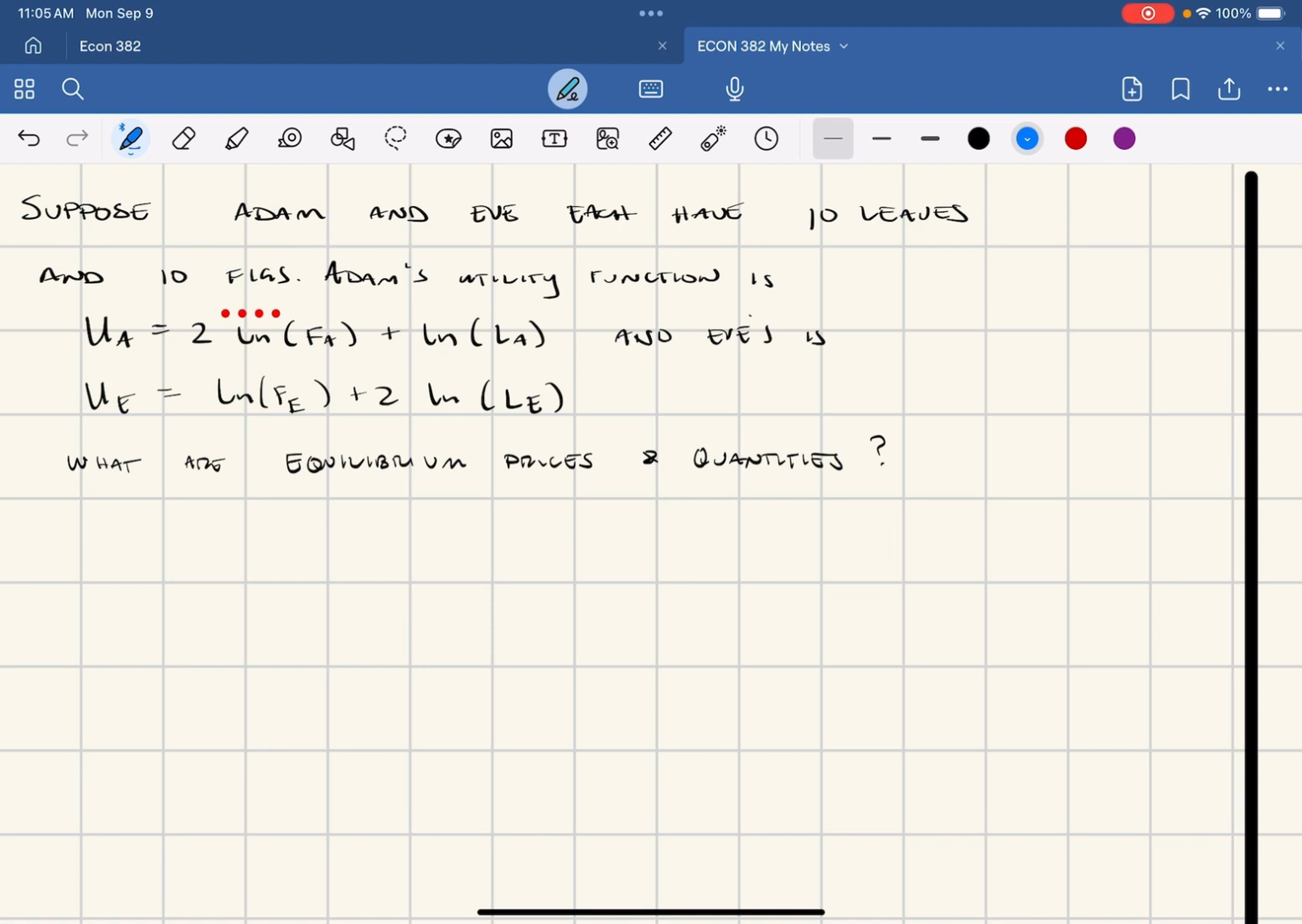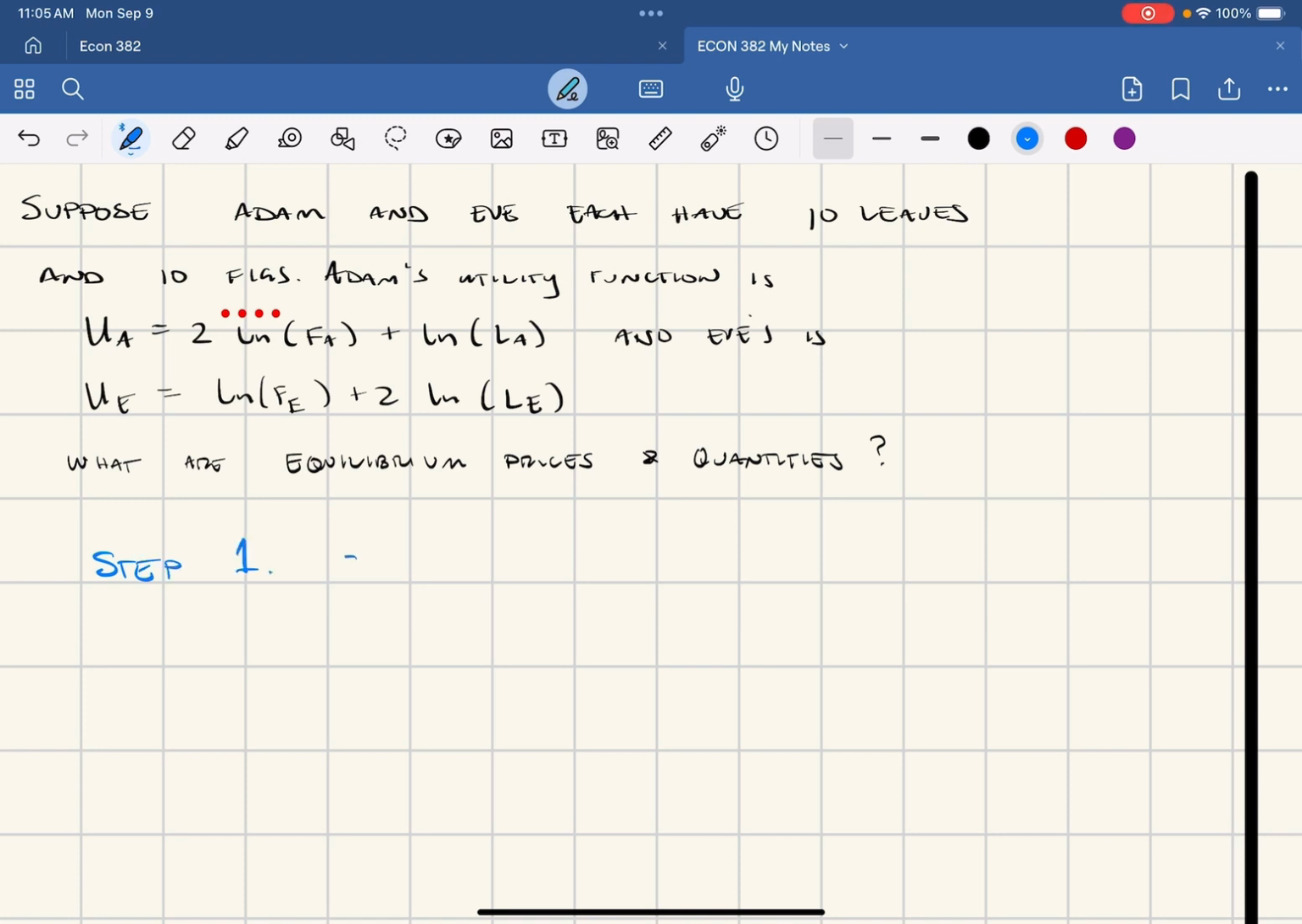So here's our setup. We're going to look at Adam and Eve, who each have an initial endowment of 10 leaves and 10 figs. We have a utility function for both Adam and Eve, and we want to find the equilibrium prices and quantities. So let's go through our 4 steps that we talked about to solve this problem.